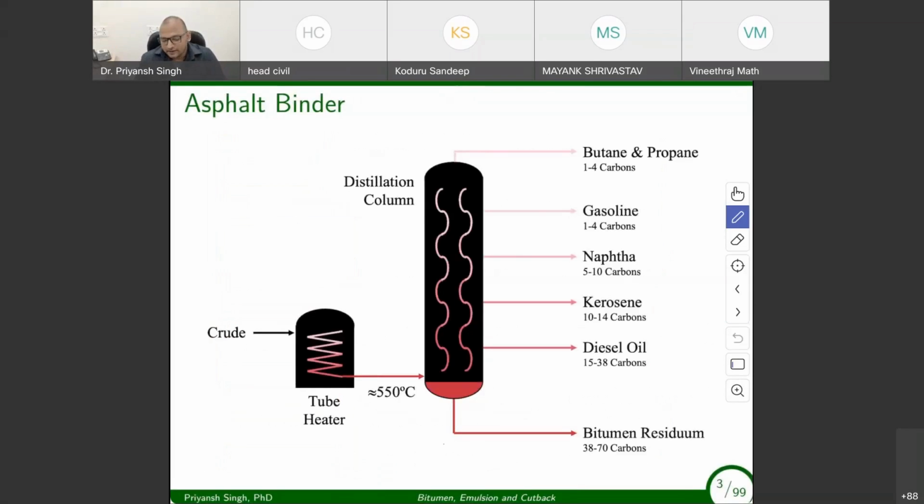Okay, so asphalt binder, as we all know, we obtain from the distillation of crude oil, and as the heaviest product from the crude oil, we get bitumen residue or asphalt binder. So basically this bitumen residue will be further processed in order to get our paving bitumens.